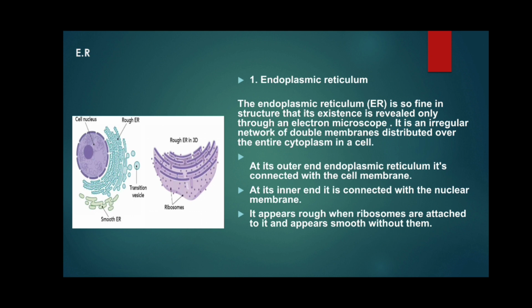This is the first cell organelle in this slide, that is the endoplasmic reticulum. It is a network of tube-like structures that is running all through the cytoplasm. We can say that the endoplasmic reticulum forms a channel through which required material is transported in the cell.